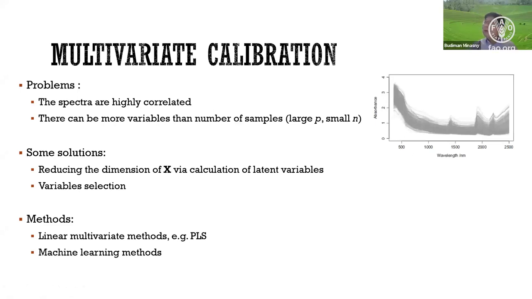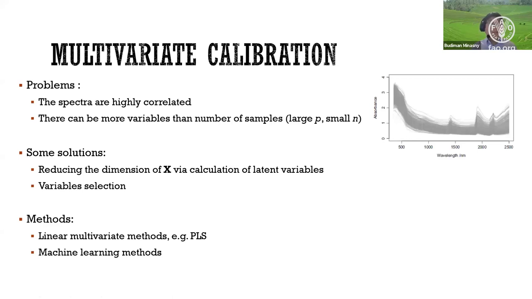But this kind of model doesn't work because the spectra, as I say, you got thousands of variables. Sometimes you got more predictor variables than samples. For example, you can get 2000 spectra values and you only have 100 soil samples. So the linear regression breaks down. And in addition, the spectra are highly correlated, that means from one band to the other band. If I'm here and I'm here, they are correlated.